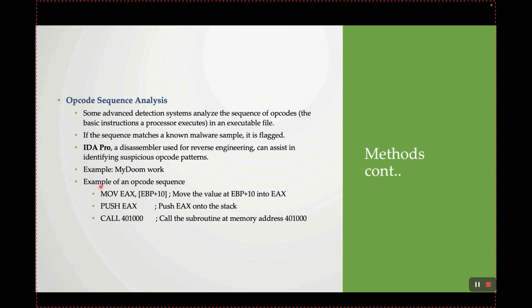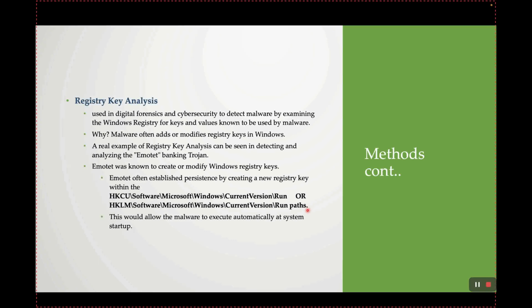Now, security software can use this opcode sequence as a signature to scan files. So when they scan a file containing the same or a similar opcode sequence, it would be flagged as potentially being infected by MyDoom or any variant. What you see on the screen over here is basically assembly language. It requires a deep understanding of assembly language and the architecture of the processor for which the malware is written.